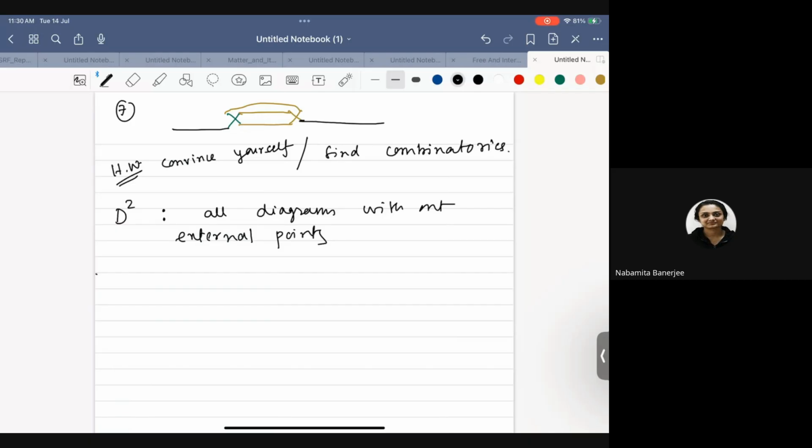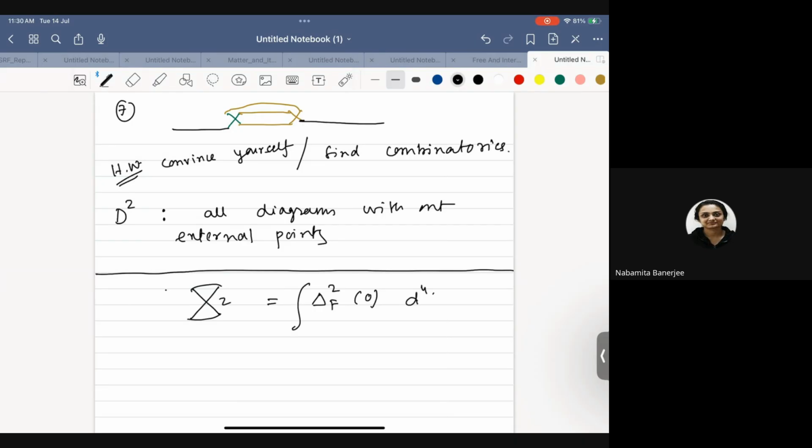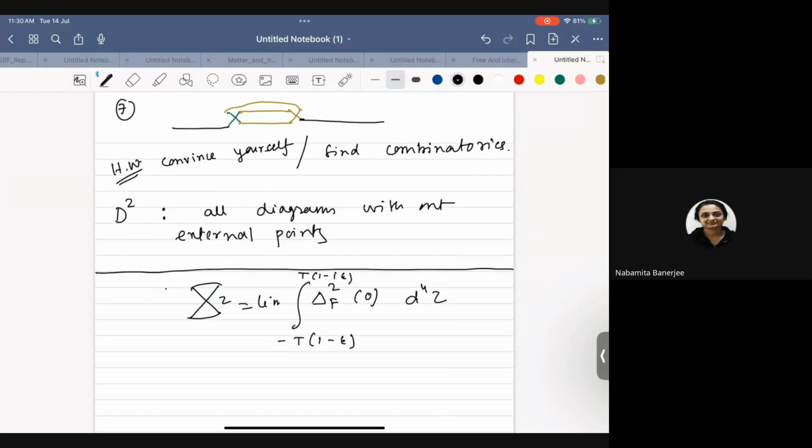Okay. Now, although I don't have time, I want to tell you something. Let us just compute what would be the contribution of this, right? This is nothing but delta f squared 0. Both are at the same point. And then I am also integrating it over d4z. What does that mean? Recall the integrations. Integrations were from minus T(1 minus i epsilon). This is only the time. And then you were supposed to take the limit T goes to infinity.